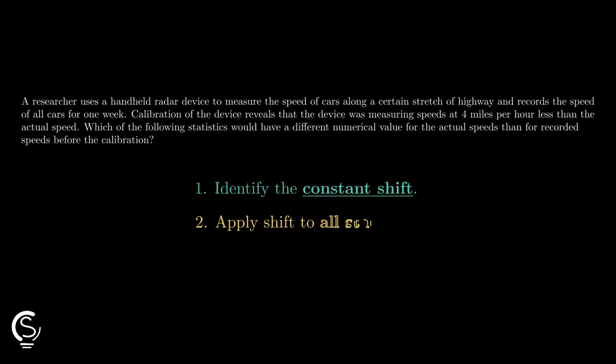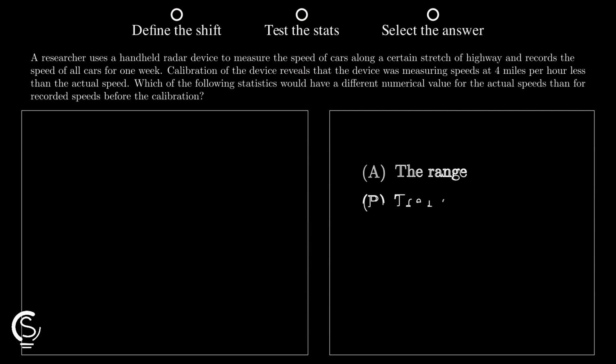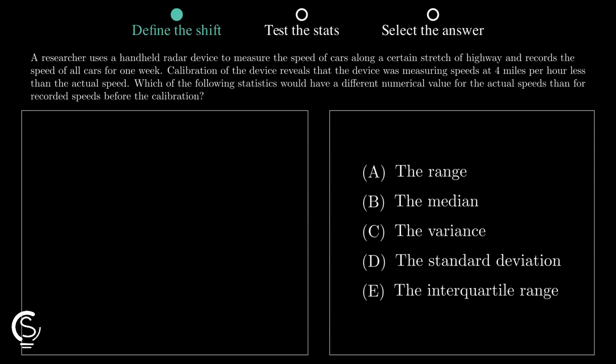Statistics problems involving constant shifts are actually super simple if you know the secret, so let us break down this tricky question in under 60 seconds. The radar measures speeds as x minus 4. Adding or subtracting a constant to every data point shifts the entire distribution, but it does not change the spread of the data.